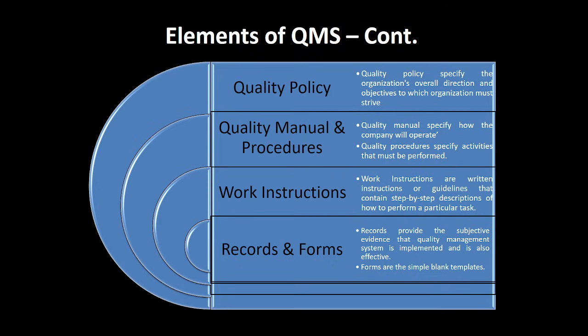Quality manual specifies how the company will operate. Quality procedures specify activities that must be performed. Next, we have work instructions. Work instructions are written instructions or guidelines that contain step-by-step descriptions of how to perform a particular task.